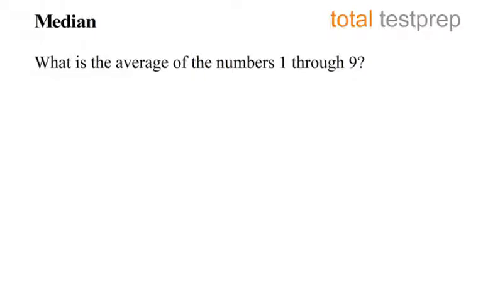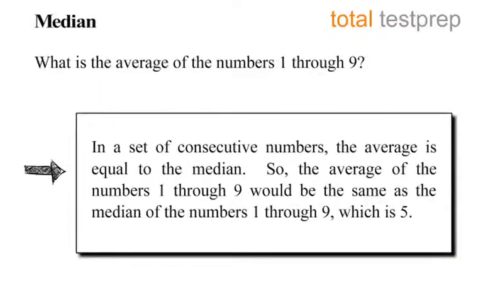Let's take a look at this question. What is the average of the numbers 1 through 9? In a set of consecutive numbers, the average is equal to the median. So the average of the numbers 1 through 9 would be the same as the median of the numbers 1 through 9, which is 5. And you can test this by writing 1 through 9 in order and then checking to see what the median is. You'll find that the median is 5. Therefore, the average is 5 because 1 through 9 are consecutive.